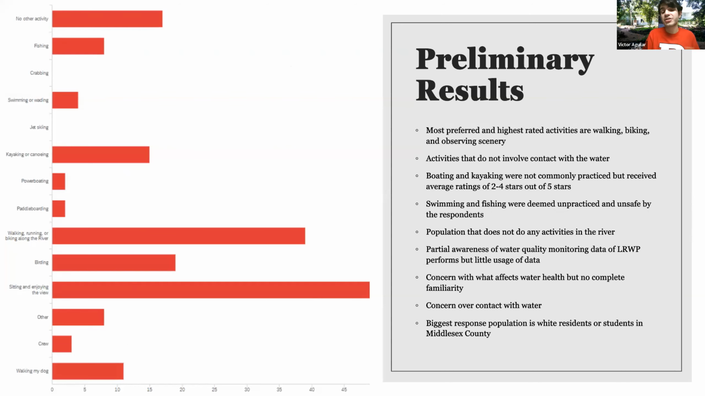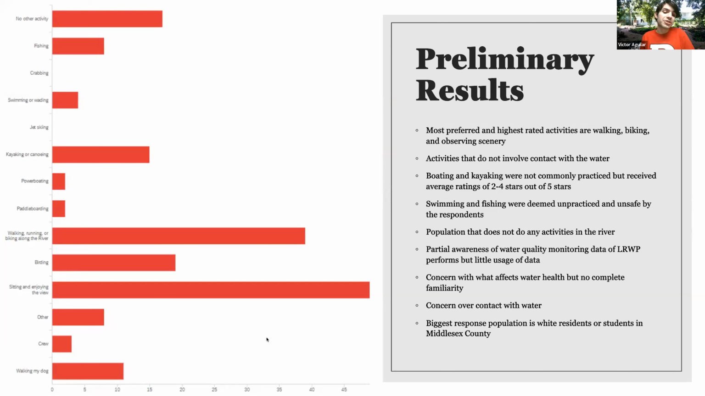The question asks the respondent to rate the safety of the activity from a scale of 1 star to 5 stars, 5 stars being the best and 1 star being the worst. And swimming and fishing, activities that involve underwater contact, were considered unpracticed and unsafe by the respondents and were getting low ratings of 1 and 2 stars out of 5.